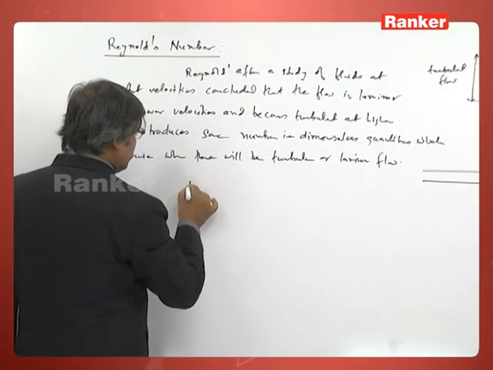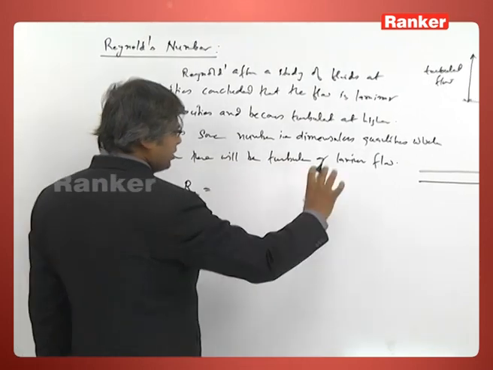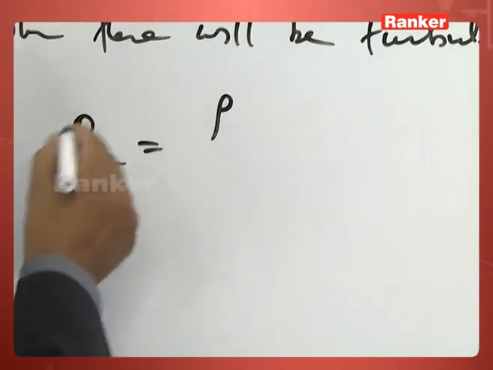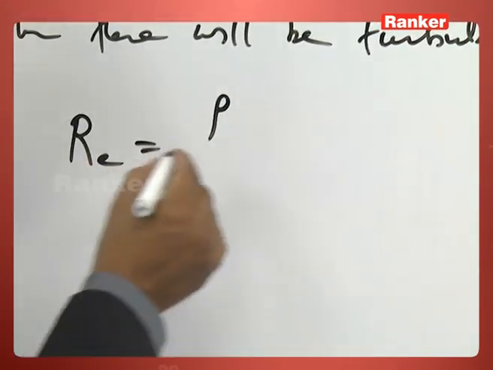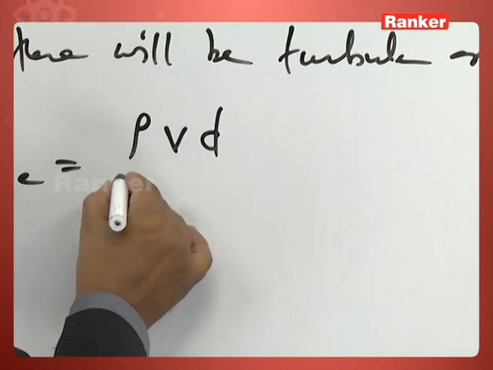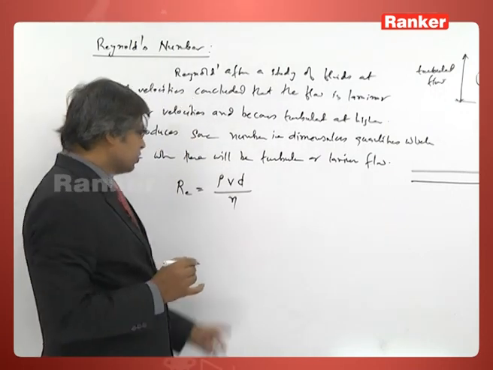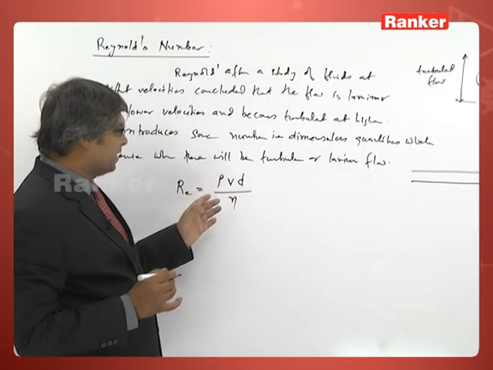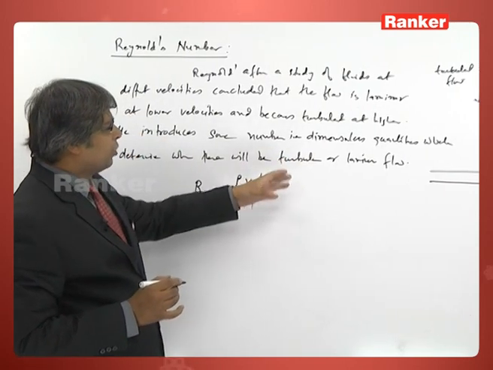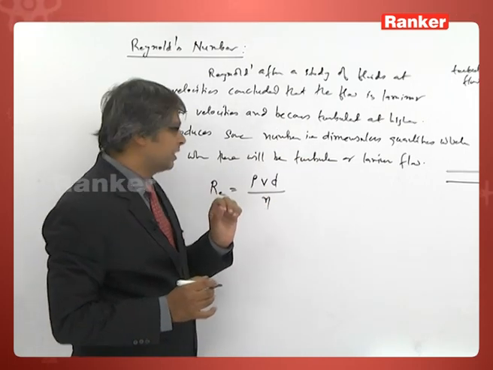So, according to Reynolds, suppose a fluid flows through a pipe, then the dimensionless Reynolds number is rho V D by eta, where V is the velocity and D is the diameter of the pipe. This is a dimensionless quantity which describes whether your flow will be laminar, turbulent or unsteady.